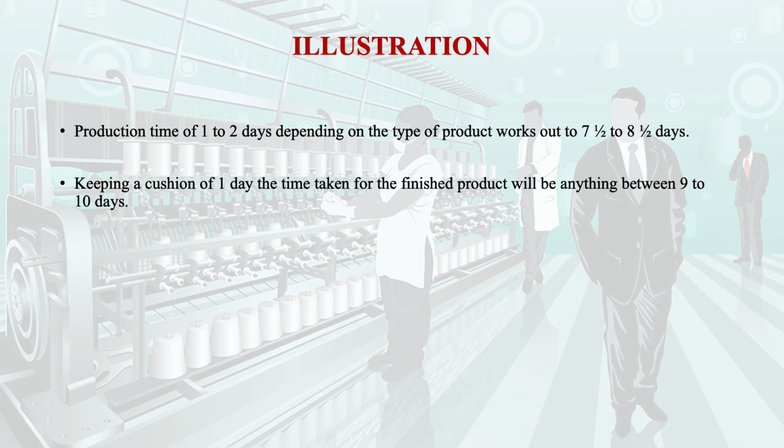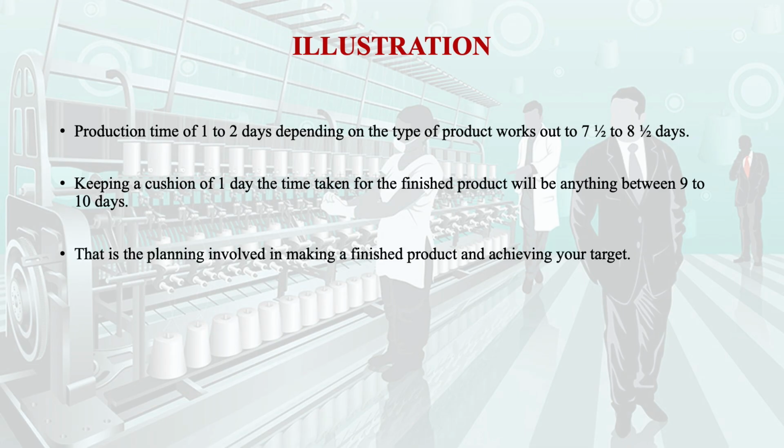Keeping a cushion of 1 day, the time taken for the finished product will be anything between 9 to 10 days. That is the planning involved in making a finished product and achieving your target. That is under absolute and ideal conditions, when there is no strike and no breakdown, so within 9 to 10 days we will get the finished product.